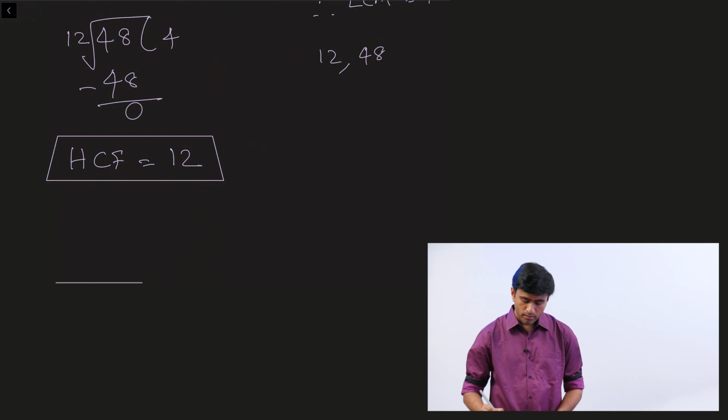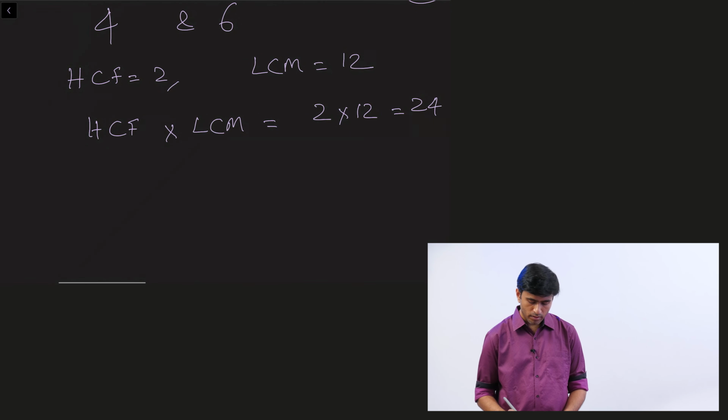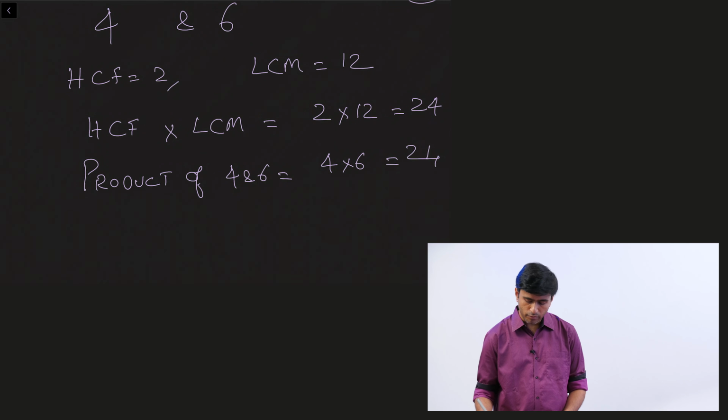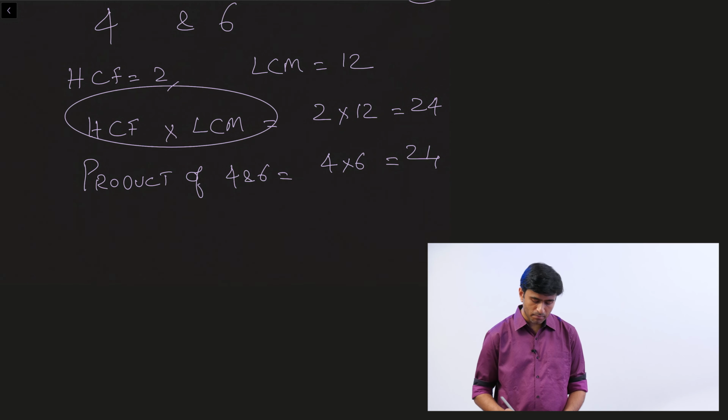Therefore HCF is your 2. So for 4 and 6, you got HCF as 2 and LCM as 12. Now HCF into LCM is 2 into 12, that is 24. How about the product of the numbers given, 4 and 6? 4 into 6, 24. Therefore we see the product of HCF and LCM is the same as the product of the given numbers.